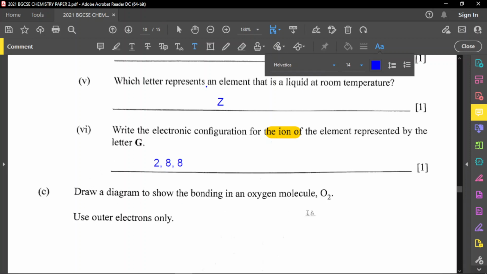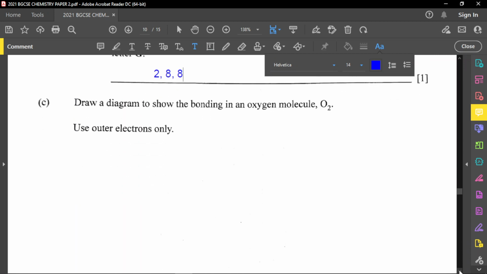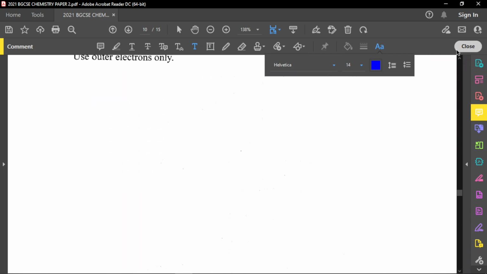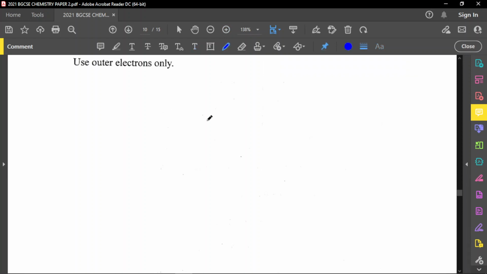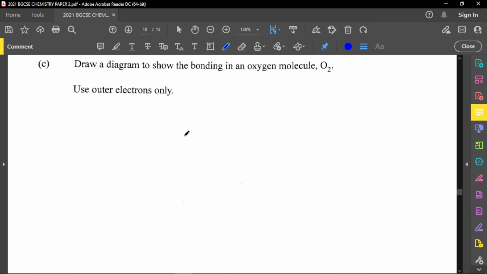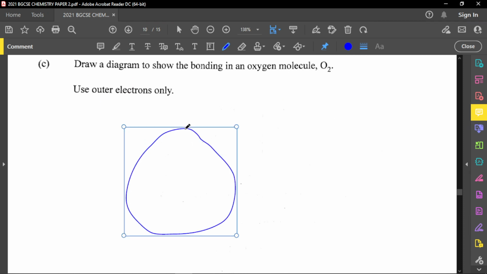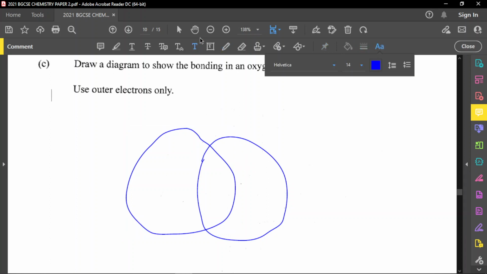For part C, draw a diagram to show the bonding in an oxygen molecule using the outer electrons only. So we're going to draw that real quick. All right, so first you need to know that since oxygen with oxygen is 2 nonmetals together, it's a covalent bond. And since you only have 2 oxygen, once the same atom reacts with itself, you should have only 2 overlapping circles like that. All right, it's oxygen and oxygen, so you have 2 overlapping circles.